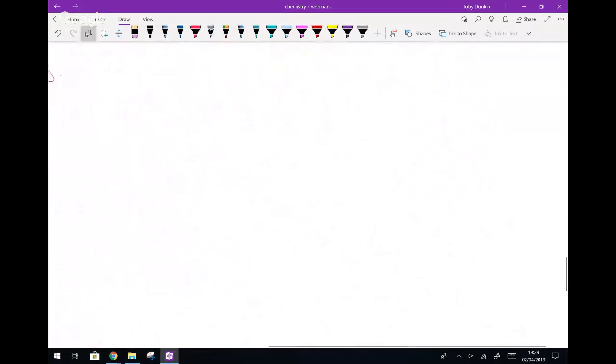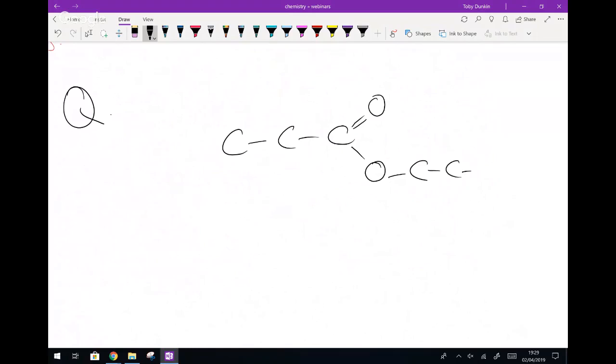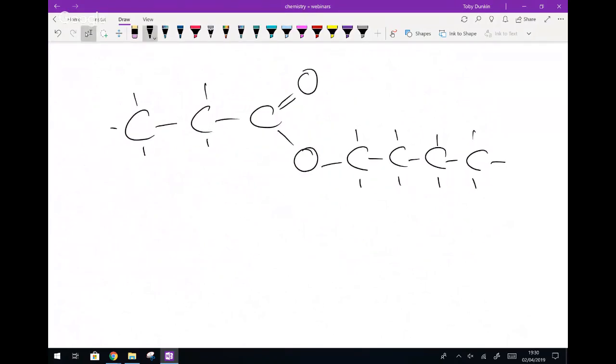It's not actually a relatively new addition to GCSE, but it seems to be coming up a little bit more. And a GCSE question, I'm just going to show you one, would be something like this. And they would ask you to name the alcohol and carboxylic acid. I think this was the last one that appeared on the exam.